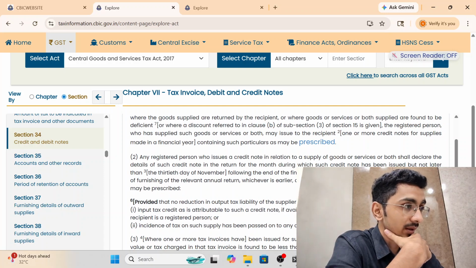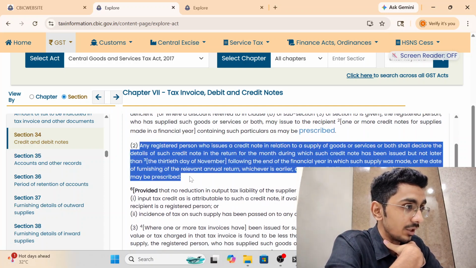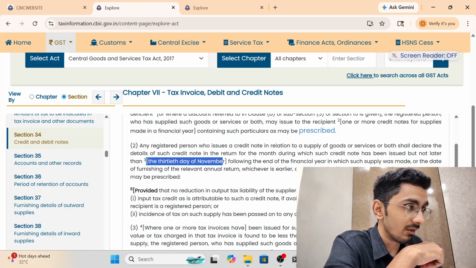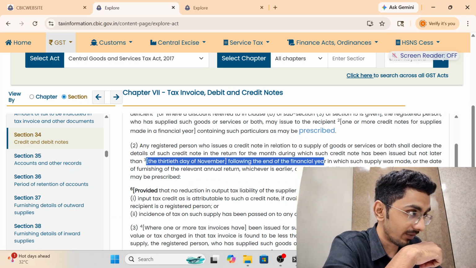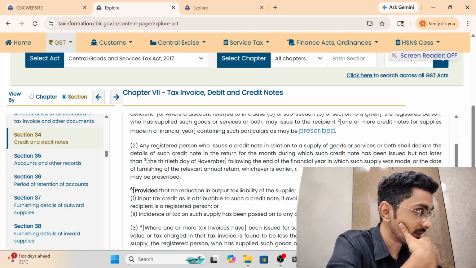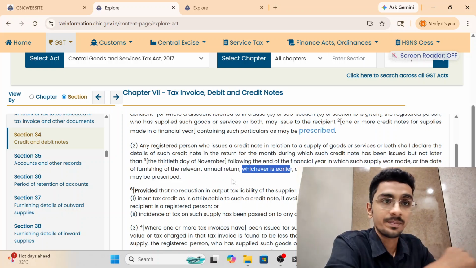Now, coming to subsection 2, it states that it should be done within the specified time limit. That is 30th day of November following the end of the financial year. That is 30th November of the subsequent financial year, or the date of furnishing the relevant annual return, whichever is earlier.